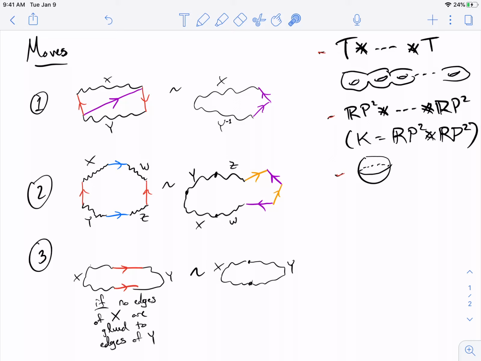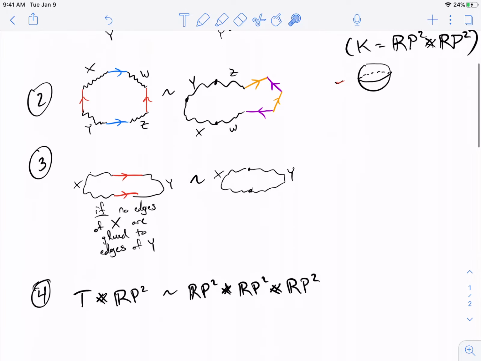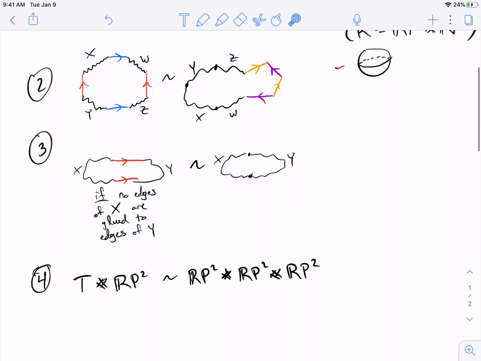Okay, so whenever we see something that looks like an RP2, we can replace it by this figure where we sort of manifestly have an RP2 as part of the connected sum. And the second move was a similar idea, but with a torus.